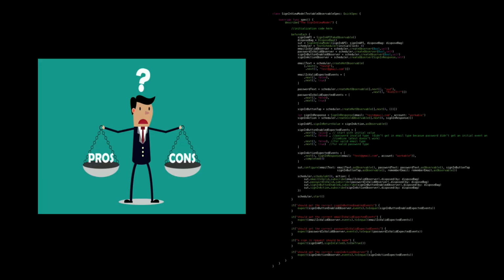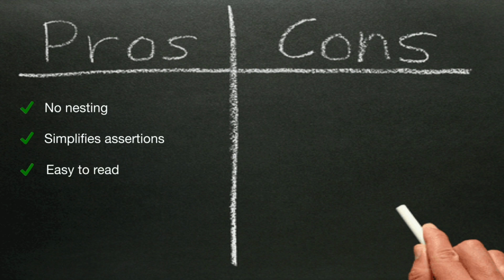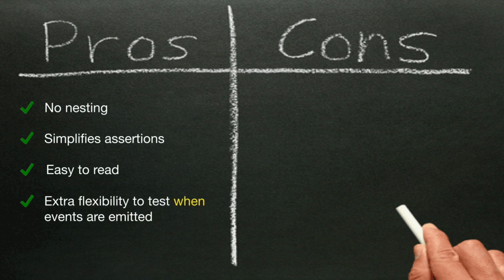So this is how our test class looks now. You see that there is no nesting at all, but there is a lot of boilerplate initialization code. So what are the pros of this way? As we said, there is no nesting, and we have managed to simplify the assertions, and it's relatively easy to read, and it adds extra flexibility to test when the events are emitted as well.